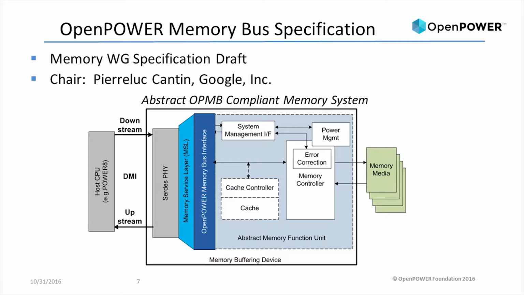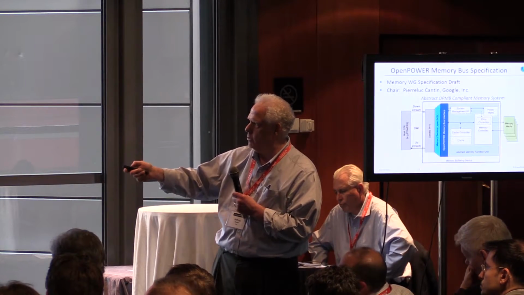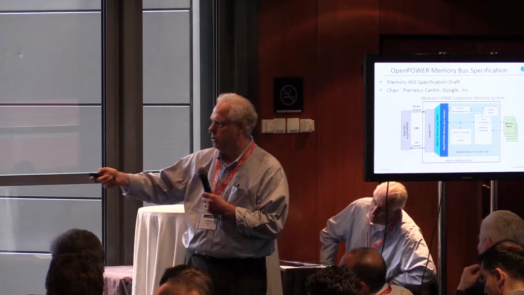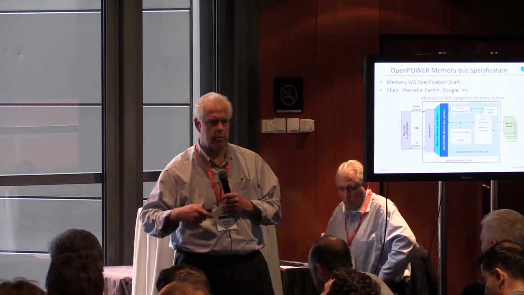But the idea here is, on this side is the host processor with Power 8. That's currently DMI. When we get to Power 9, you'll see OpenCAPI on that side. What we've done is define this specification down the middle so that the talking back to the host, the bits and bytes of that, is abstracted away. With this interface, it's now possible to put an abstract memory function unit designed to that interface so that you can conveniently integrate new and different memory technologies.